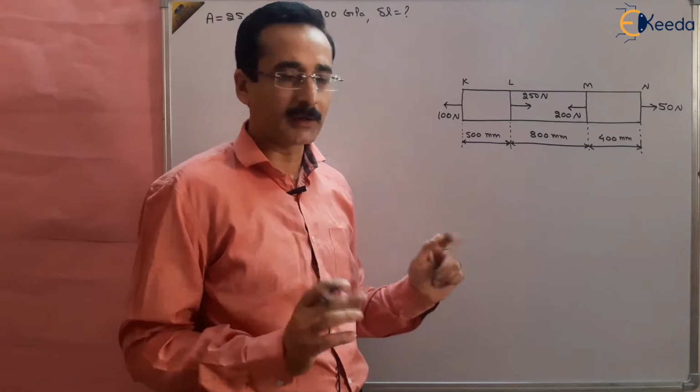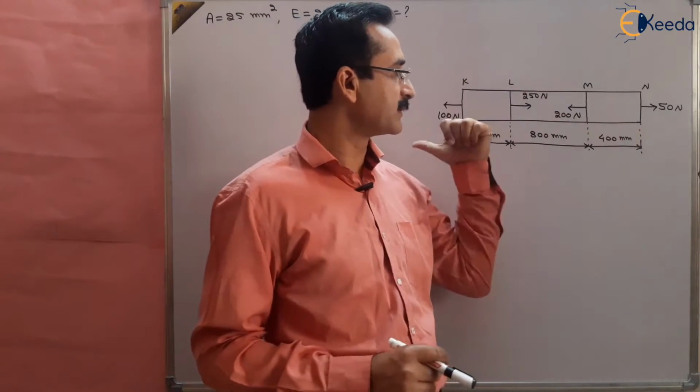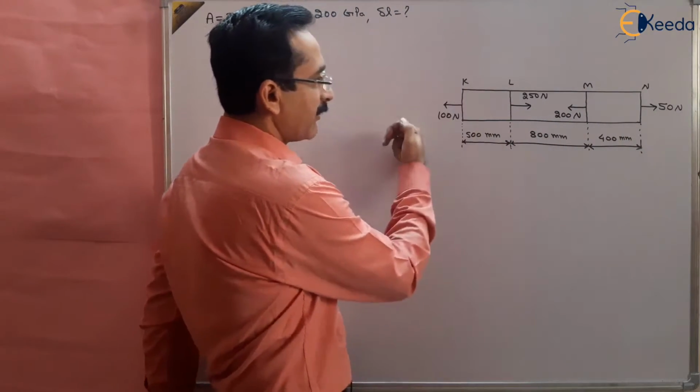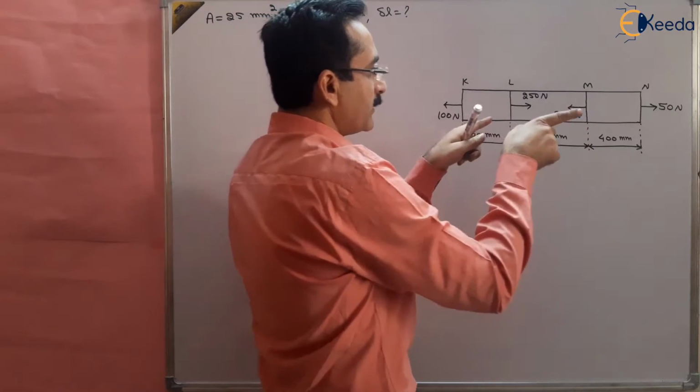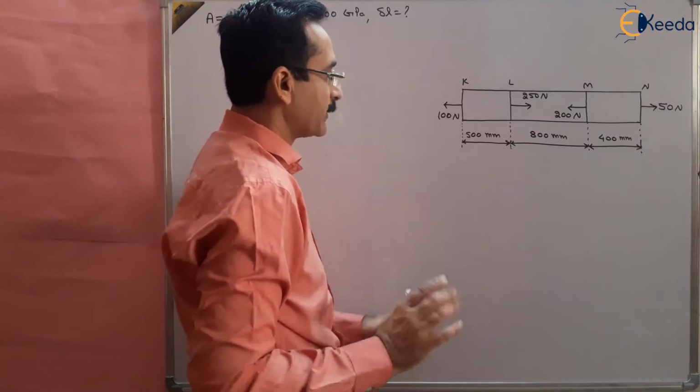And the body is in static equilibrium. It means that total load in leftward direction and rightward direction should be equal. So let us check that. This is 100 leftward, 200 leftward, this is 300 leftward, and 300 rightward: 250 plus 50, 300 rightward. The body is in static equilibrium.